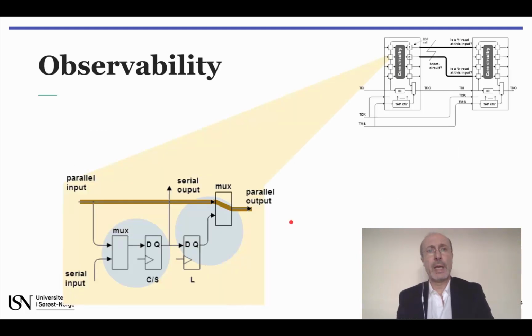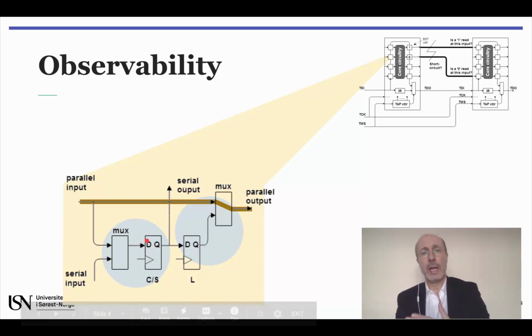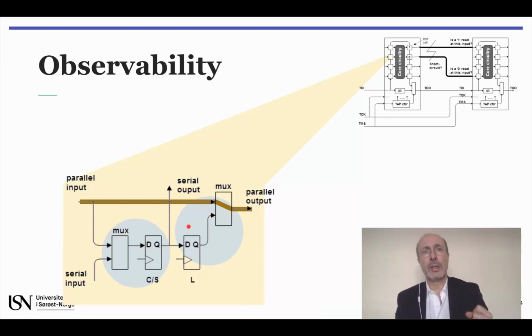In this slide, you see a representation of the basic circuitry that is inside each boundary scan cell. You can see that it comprises two small multiplexers and two flip-flops. We have two stages, the input stage, which is also called the capture shift stage, and the output stage, which is also called the latch stage.